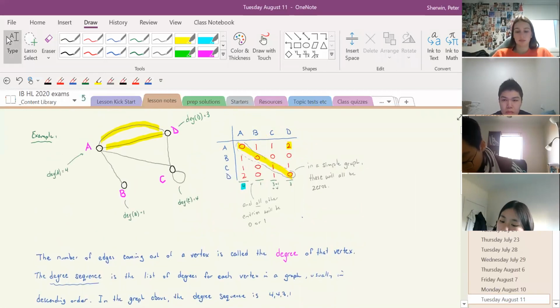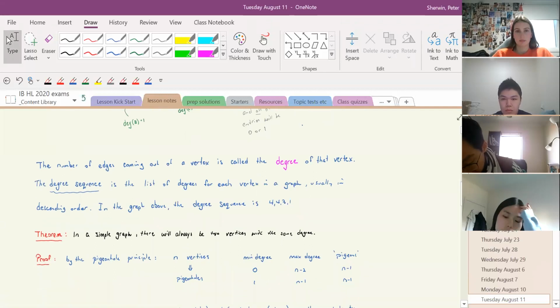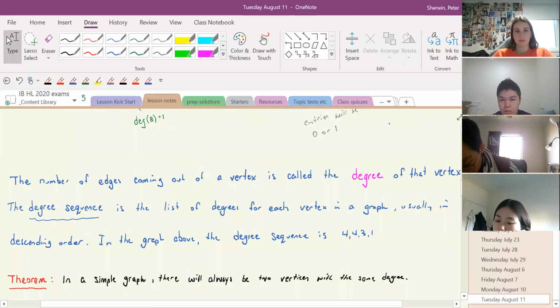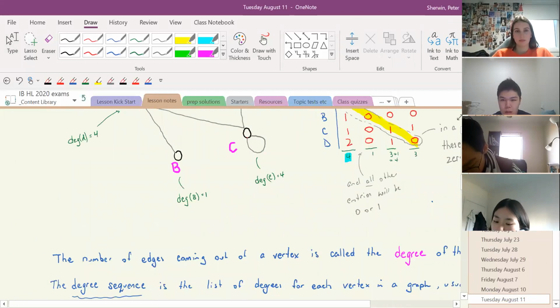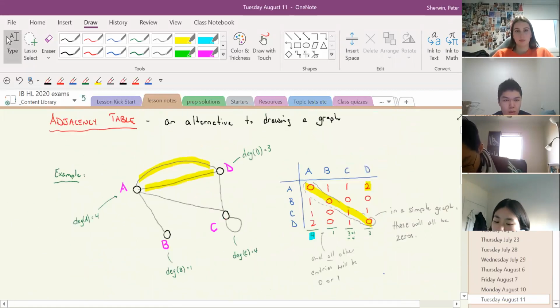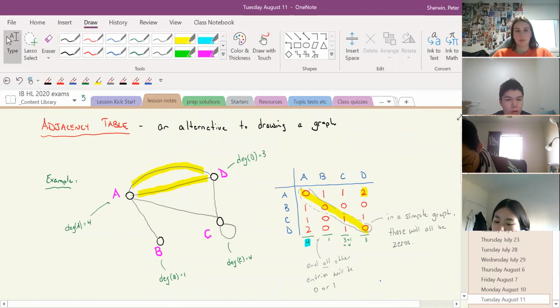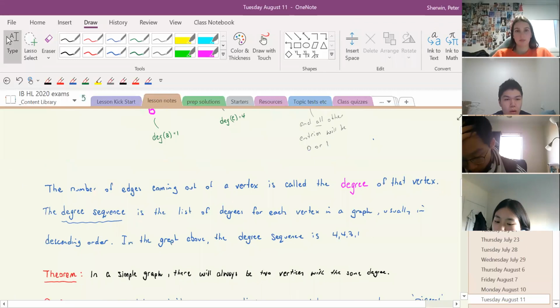The number of edges coming out of a vertex is the degree of that vertex. Right now, the degree sequence is the list of degrees for each vertex in a graph. So the degree sequence, usually written in descending order, is for my 4 vertices. I'm just writing them. I've got 4, 4, 3, 1. That's called the degree sequence.